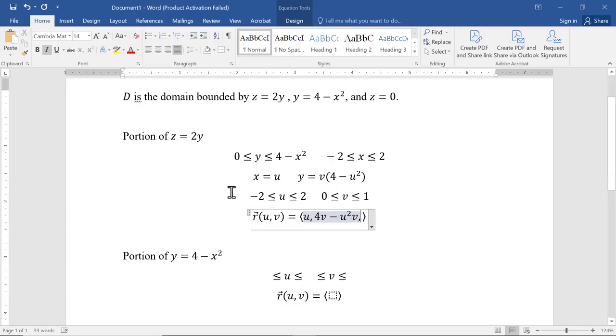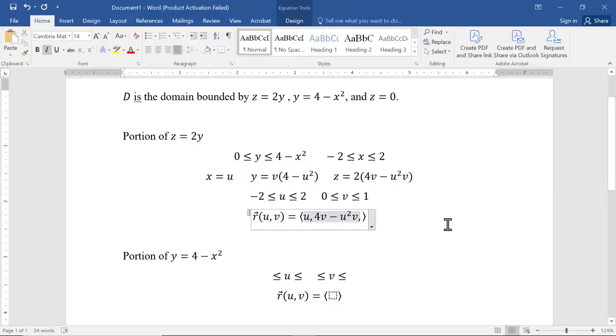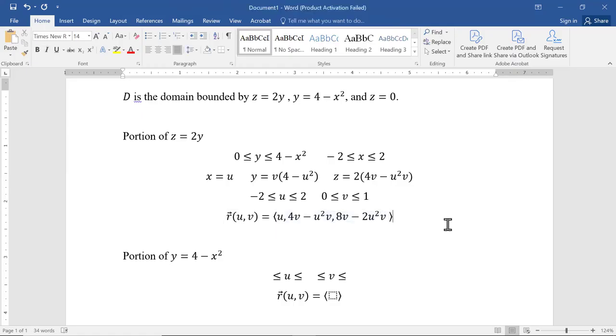And since z is equal to 2 times y, that's the portion that I'm looking at. Z is equal to 2 times 4v minus u squared v. I'm going to get a z component that is 8v minus 2u squared v. So that's the portion of z equals 2y.